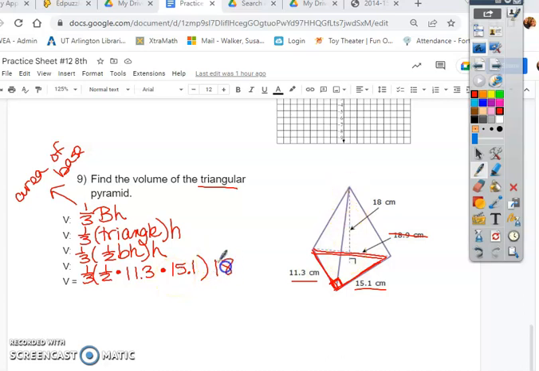Now here's the good news on this. There's my altitude. The good news is, because 1/3 works with 18, those numbers work together. This is not going to be repeating. It will be a decimal, but it's not going to repeat. So your job is to plug that into the calculator, and then your units will be centimeters cubed because it is volume.